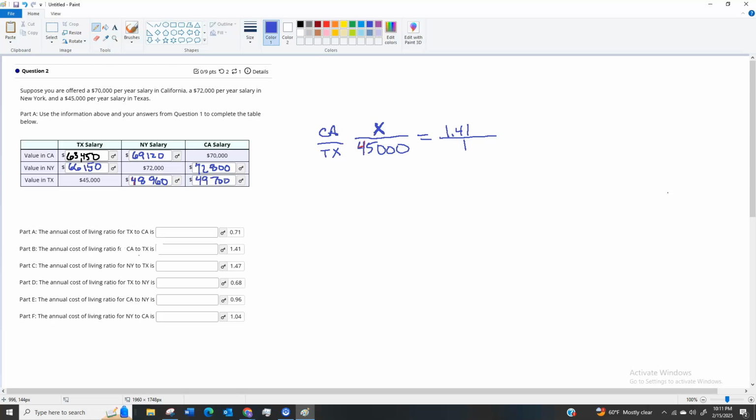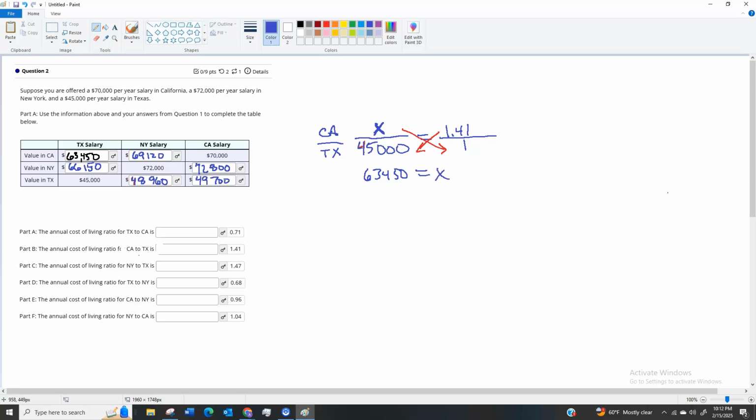And now we can cross multiply. So x times 1 and 1.41. And just like before, if you multiply 1.41 times 45,000, you're going to get 63,450. And then that's going to equal x times 1, which is x. So this is what we're looking for.